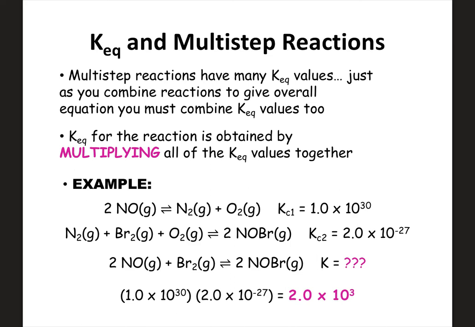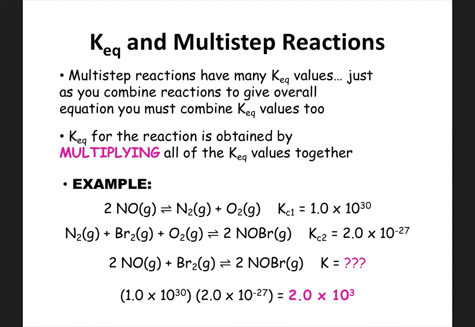But in order to combine the KEQ values, you need to multiply all the KEQ values together. So be careful with that. You might be adding the reactions together to get to your new target reaction, but you have to multiply all the KEQs together to get your new KEQ. You're not going to add the KEQs together. You're going to multiply them together.